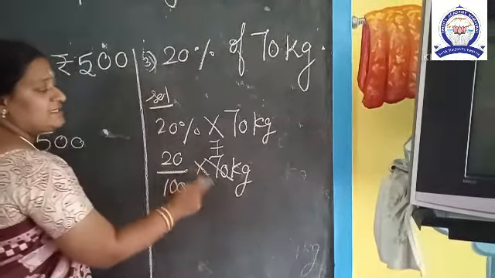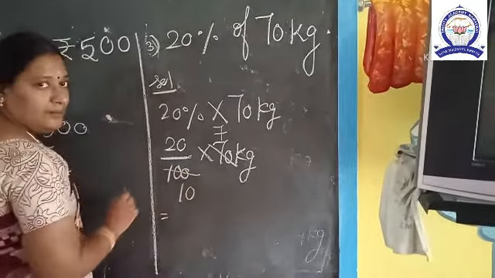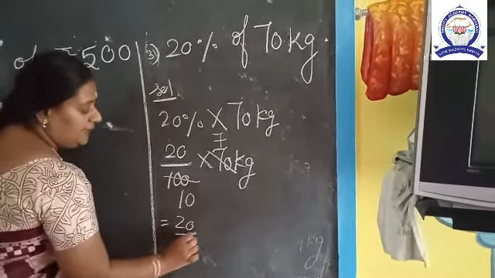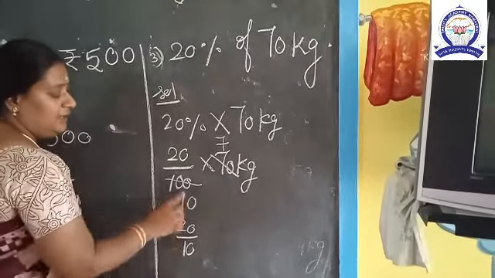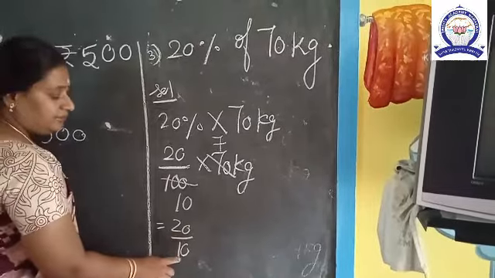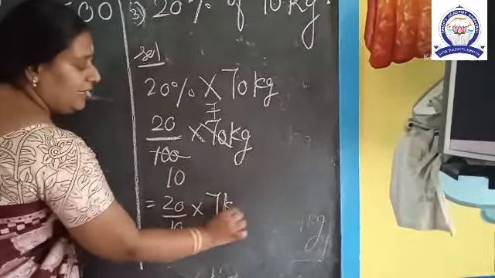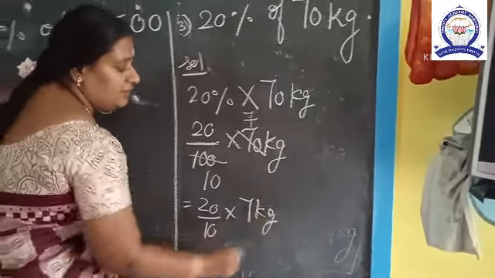7 tens are 70. 10 tens are 100. So cut பண்ண numbers மட்டும் எழுதுங்க. 2 by 10. So 100 வராது 10 ஏனா 100 கட் பண்ணி தான் 10 tens are 100. So 10 into இங்க என்ன எழுதணும் 7 kilogram. So 70 கட் பண்ணி என்ன எழுதிருக்கோம் 7 எழுதிருக்கோம்.